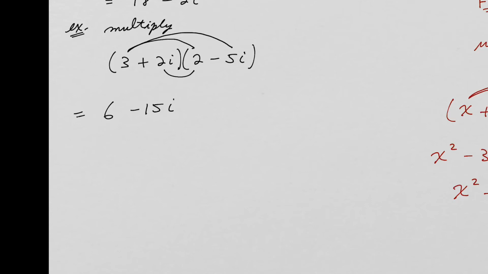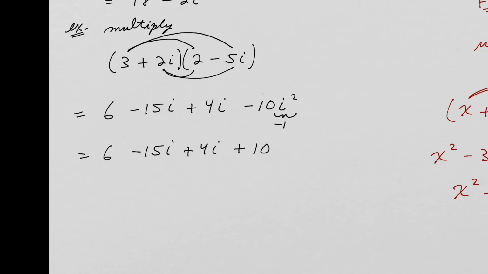Then the inner terms, so 2i times 2 is plus 4i. And then the last term is 2i times negative 5i, that's going to be a negative 10 i squared. But remember, i squared is negative 1. So this is really the same as 6 minus 15i plus 4i, and then this is going to be a plus 10, right? Because negative 10 times negative 1 is positive 10.